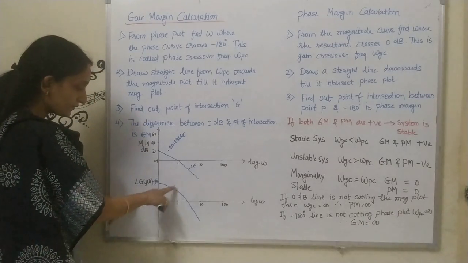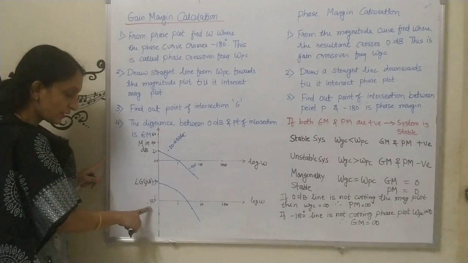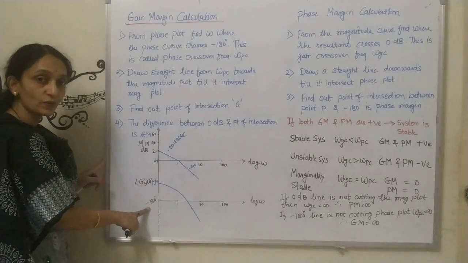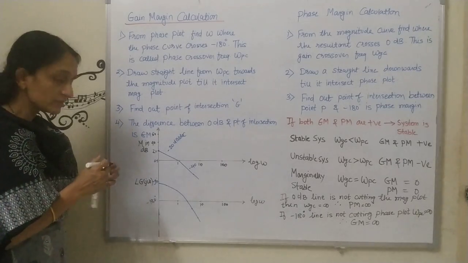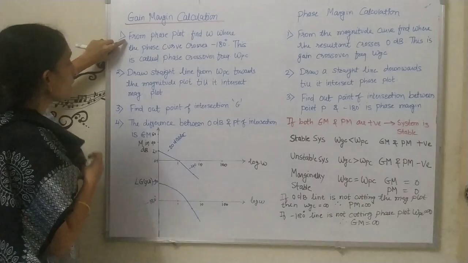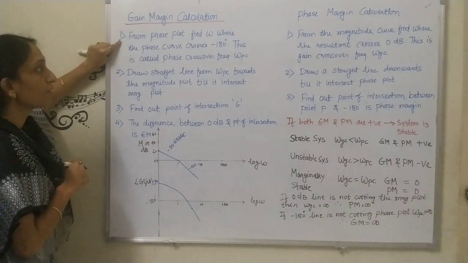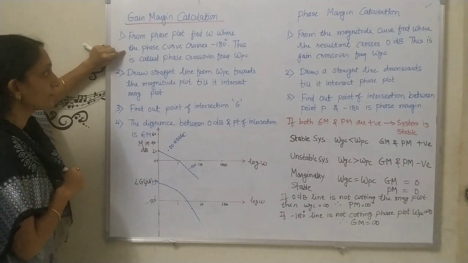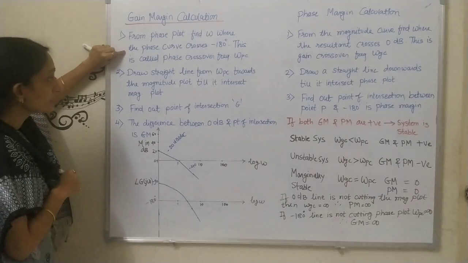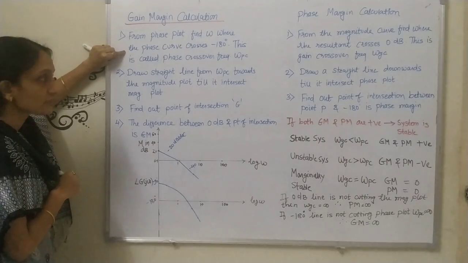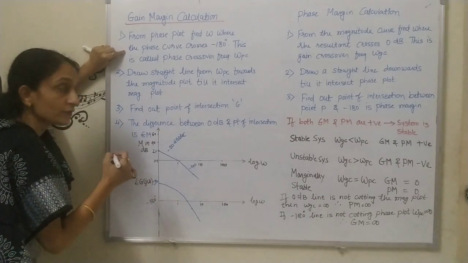And here I have shown the phase plot. Look at this. The important thing is that my reference line is minus 180 degree. The reference line is always minus 180 degree. So we will start with the procedure one by one. Look at this, gain margin calculation. Number one: from the phase plot, find omega where the phase curve crosses minus 180 degree. This is called the phase crossover frequency omega PC. I am just following step by step whatever is given here.